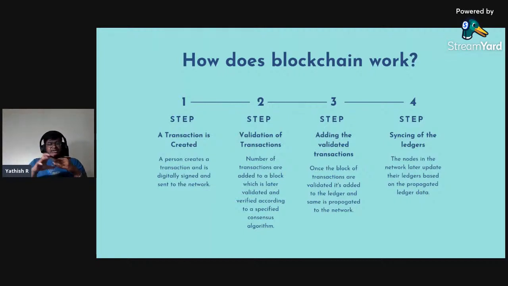So that is where the second step comes in. We'll go step by step to see how it actually works, in a simpler way.